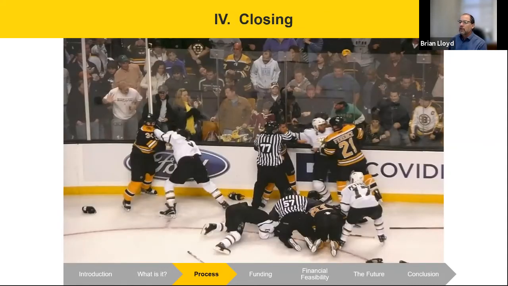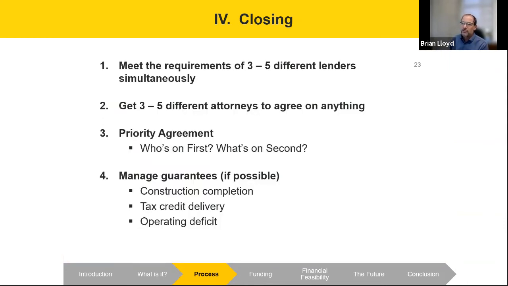All right, so then let's say you get through that design and permitting process and you get the joy of experiencing an affordable housing closing. I think of it as a hockey fight. It's always difficult. It's extremely complicated, lots of opinions. Nobody usually gets hurt though, so that's good.